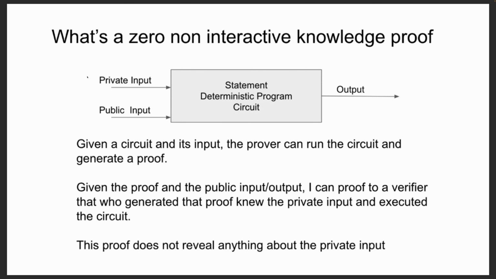So that is how the non-interactive knowledge proof works. We call it a SNARK, zk-SNARK. Given a circuit and its inputs, which are private and public, the prover can run the circuit and generate the proof, as I said earlier. The verifier will then check the proof against the circuit and know whether it's valid or not, regardless of what the real exact value of the input is.